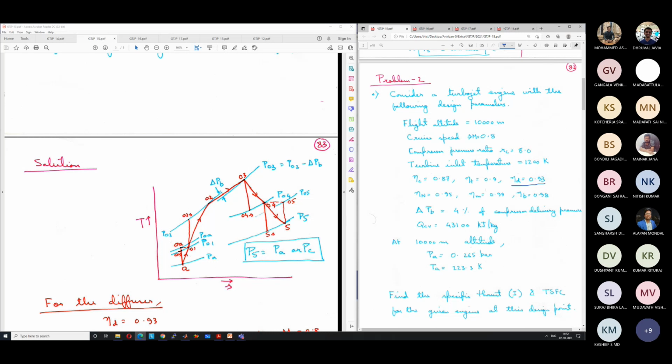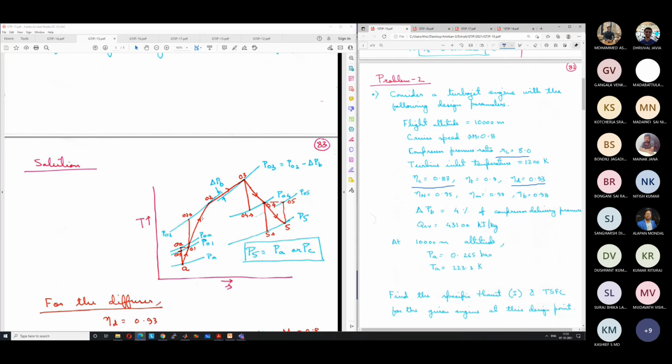And then once P01 and T01 are known, we have to find P02 and T02. How will we find P02? The entropy increases further because the compressor is also obviously non-isentropic. And the pressure ratio is given. This is a design parameter. Pressure ratio is 8. So P02 will be obtained from P01.